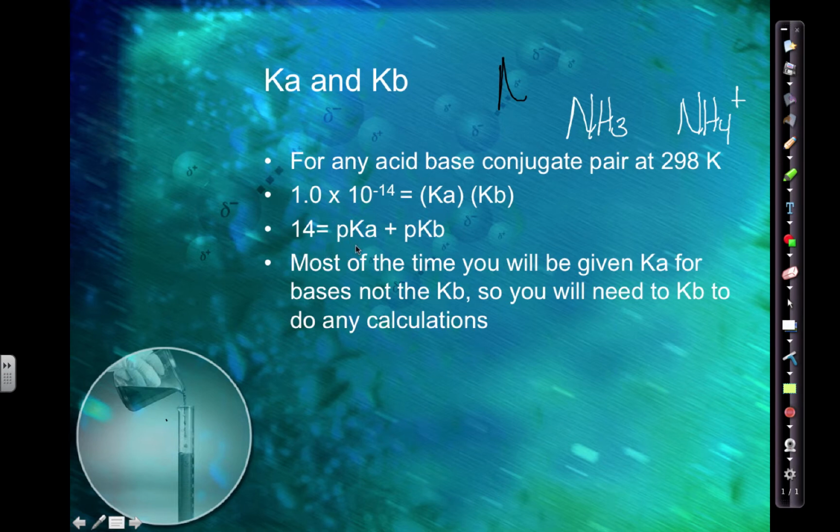Now, pKa and pKb are also related. They're related almost the same way that pH is related. So pH plus pOH is equal to 14. Well, so is pKa plus pKb. So if you're given pKa, you can also figure out what pKb is by subtracting it from 14. So again, if you're given a base, you cannot use Ka. You will have to actually calculate for Kb.